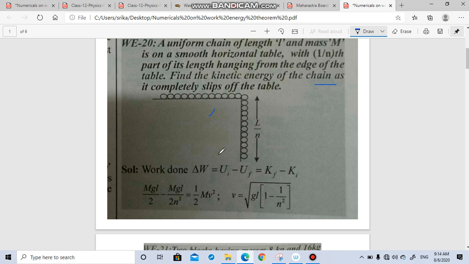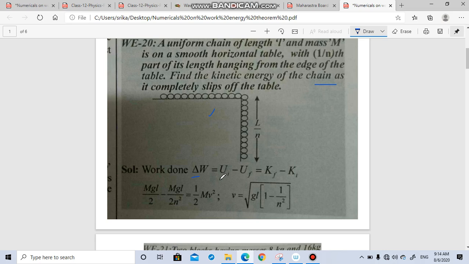Now here we need to know our concept. Work done is equal to change in kinetic energy. But work done is also defined as change in potential energy. So here change in potential energy is equal to change in kinetic energy. So we need to find out the U initial and U final. U means potential energy.